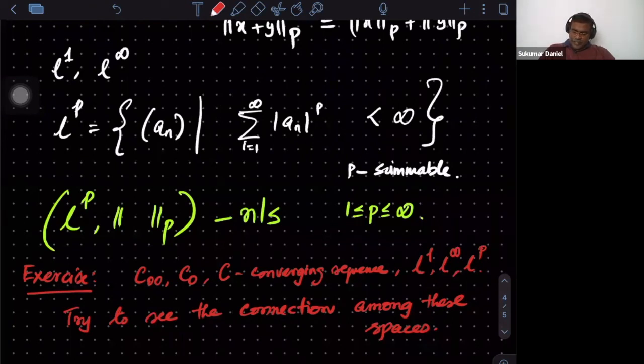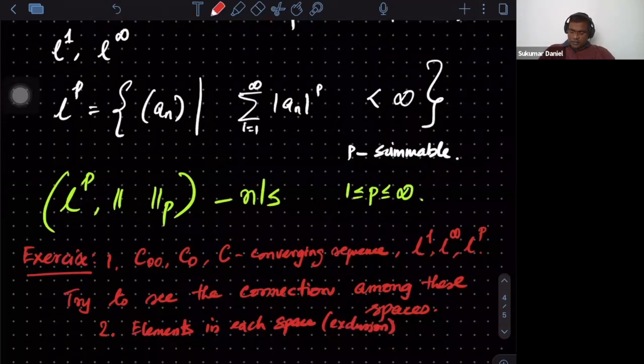And the second exercise is one which I would expect you to do every time. Think of some elements in each space. You can also ask the question, suppose C00 is contained in C0, but there are elements in C0 which are not in C00. So you can look for that kind of elements in each space, some kind of exclusion, special elements. And third, I want you to surely look for elements whose norm is 1.